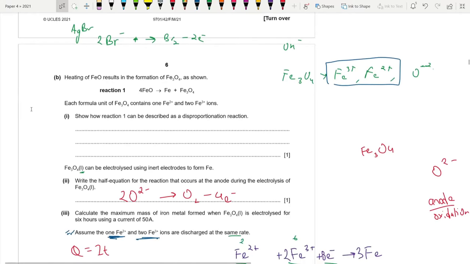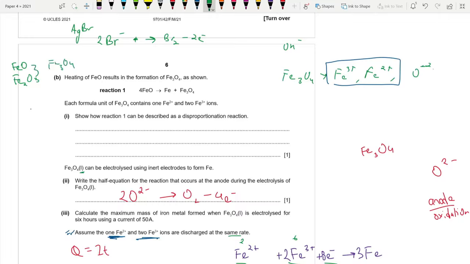Moving on to question 2, part B. Heating of iron oxide results in the formation of Fe3O4. This is ferrosoferric oxide, as far as I know. We have ferrous oxide and ferric oxide. So Fe3O4 is a combination of FeO and Fe2O3. Basically, iron 2 oxide and iron 3 oxide. If you combine these two, you're going to get Fe3O4, ferrosoferric oxide, okay?